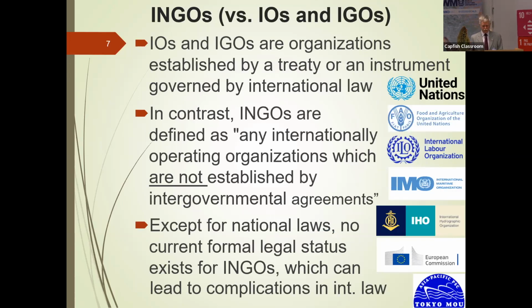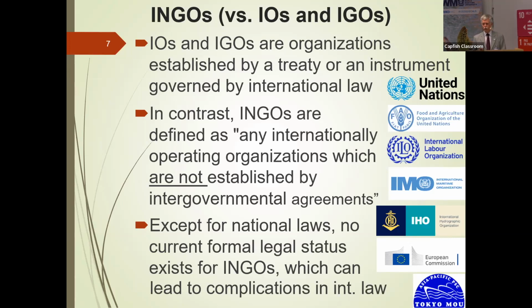The technical terms international organizations, or IOs, and intergovernmental organizations, IGOs, describe organizations that may be established by a treaty or by an instrument governed by international law and possessing its own legal personality. Examples of IOs are the UN, FAO, ILO, and IMO. Examples of IGOs are the International Hydrographic Organization, ISO, European Commission, EC, and Tokyo Memorandum of Understanding on Port-State Control, Tokyo MOU, just to mention a few.